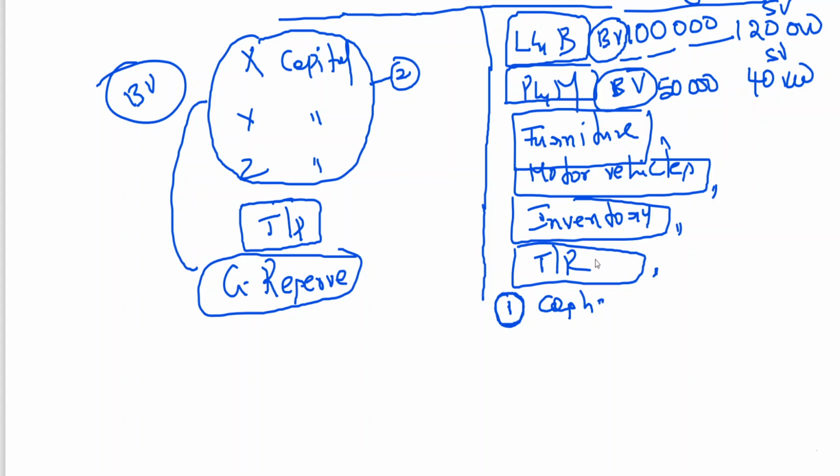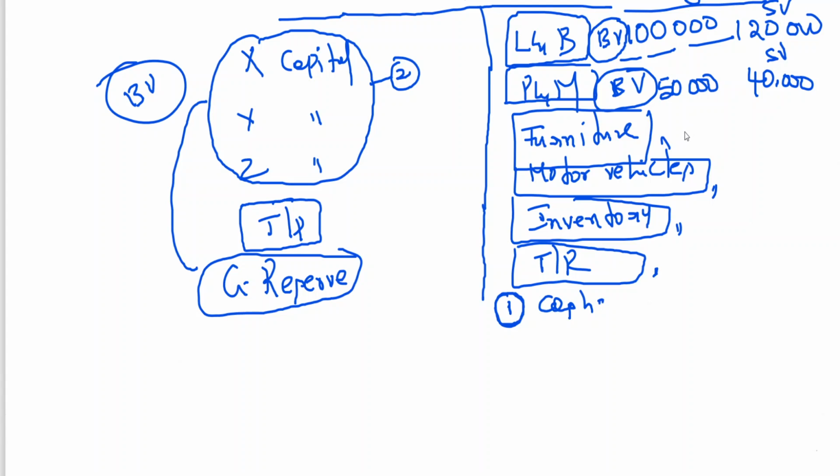Land and building, book value 1 lakh, has been sold for 1,20,000. Plant and machinery, book value 50,000, has been sold for 40,000 rupees. Got it? 40,000 rupees. Now, you know that on one asset you got a profit, on another asset you got a loss.